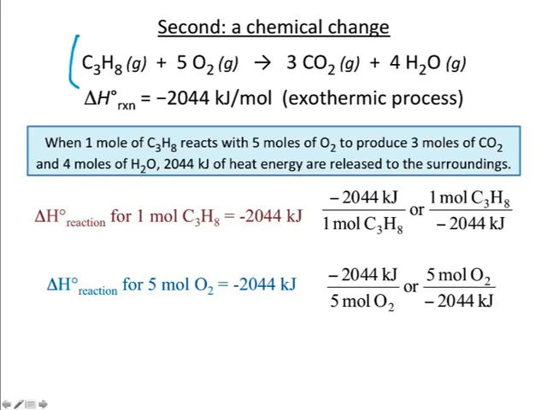So what this means is if you multiply all of these by 1 mole, you have 5 moles of O2, 1 mole of C3H8, 3 moles of carbon dioxide, and 4 moles of water.